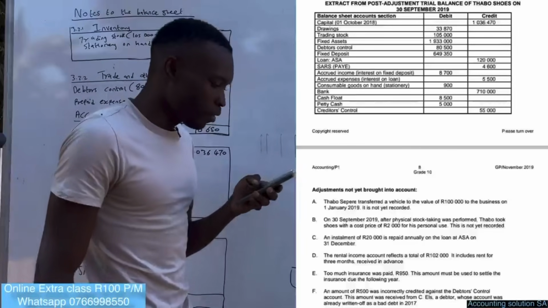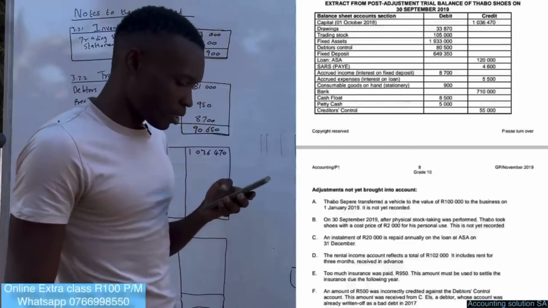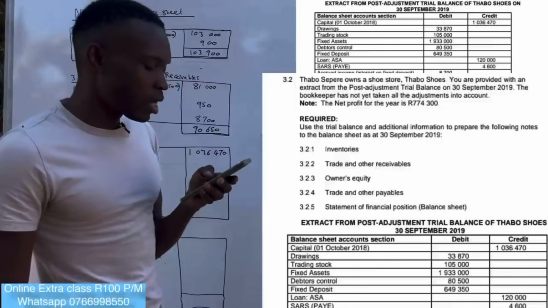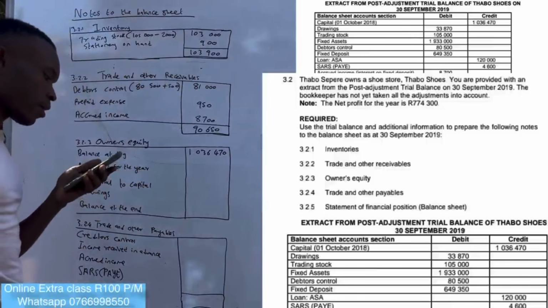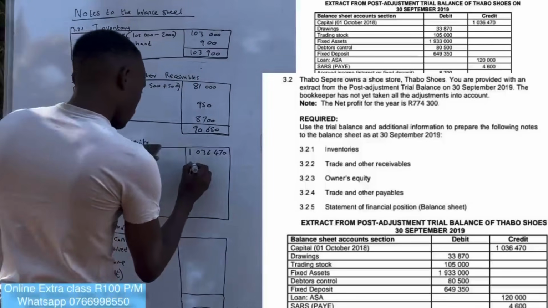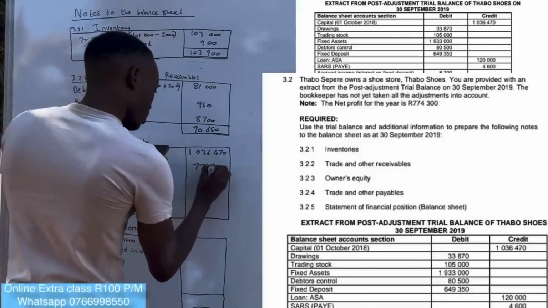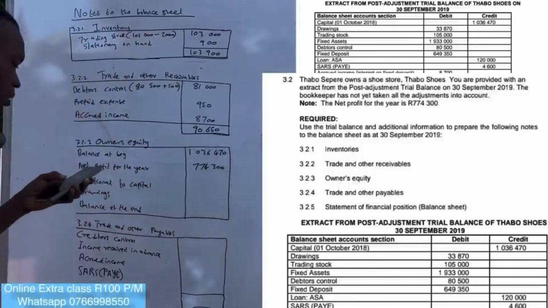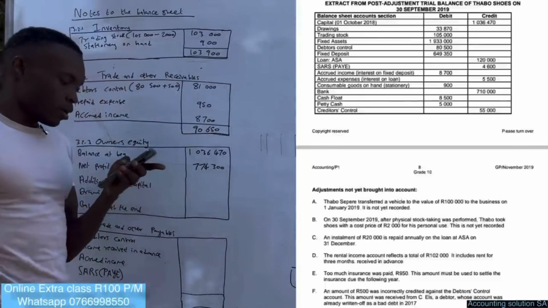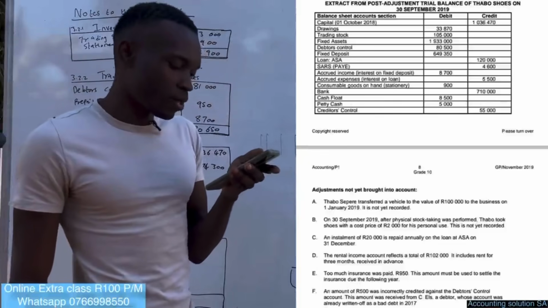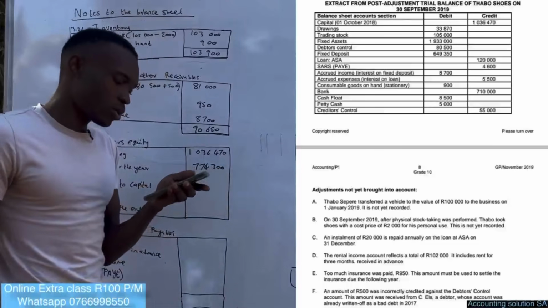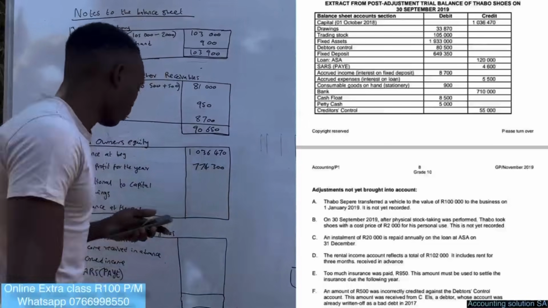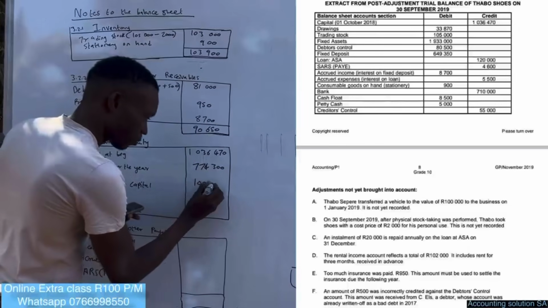Okay, if you check information on top, they give us a net profit. Okay, they say that a net profit is amounted to 774,300. Okay, additional capital, the next one. Let's look at transaction number A. Thabo Sepere transfer a vehicle to the value of 100,000 to the business on 1 January 2019 and is not yet recorded. Okay, additional capital of 100,000 was contributed.